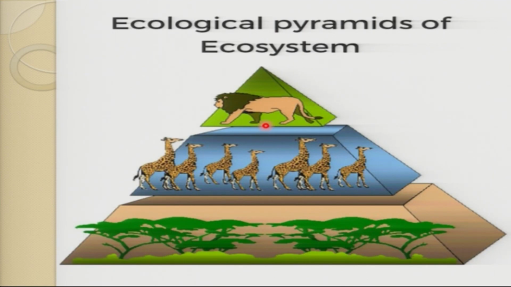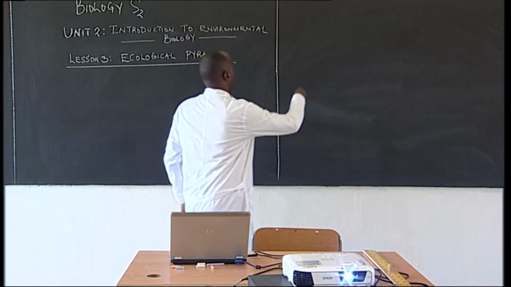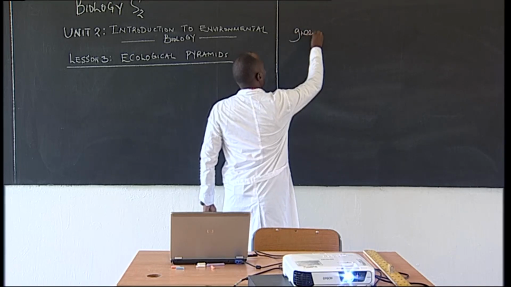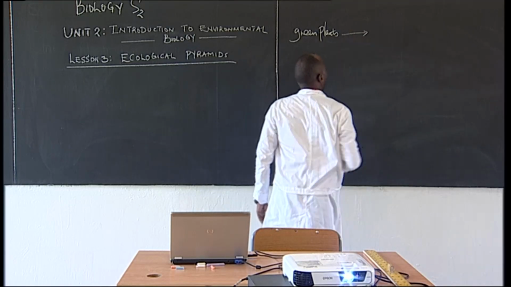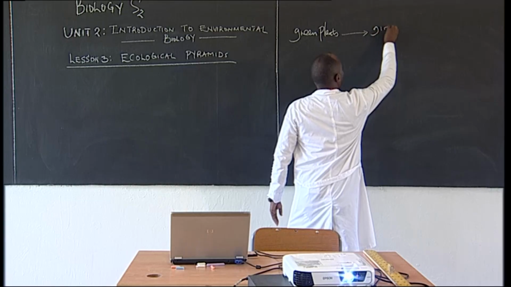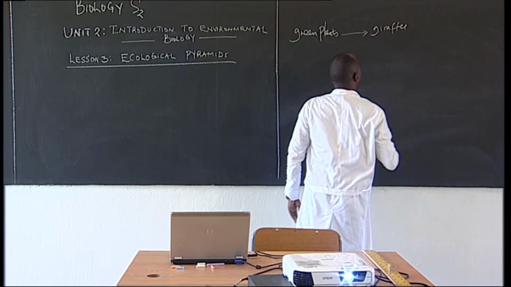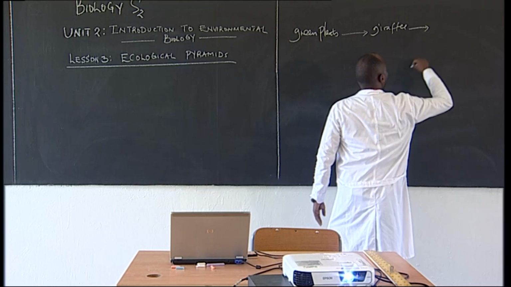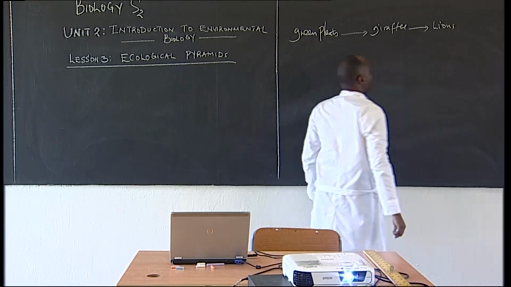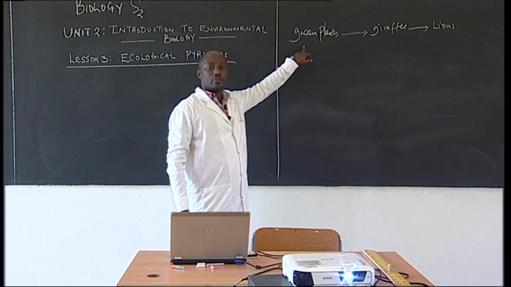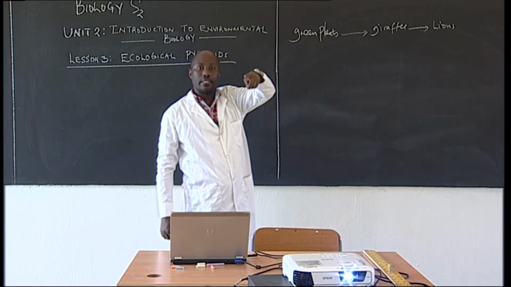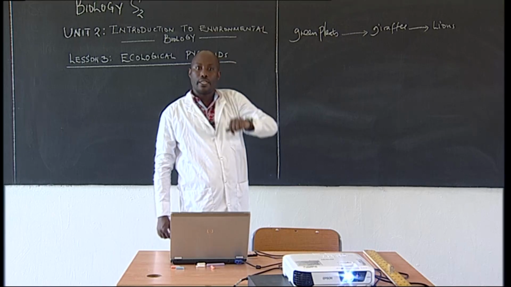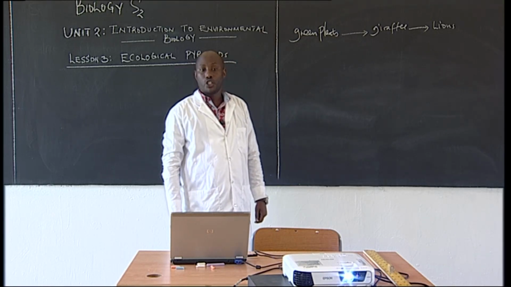the lion. If I construct a food chain from an ecological pyramid, I can have green plants. The green plants are being eaten by the giraffe. The giraffe is being eaten by the lion. What do you call this one in biology? If you still remember, this one is referred to as a food chain. The transfer of energy from one trophic energy level to another trophic energy level. That one is referred to as a food chain.